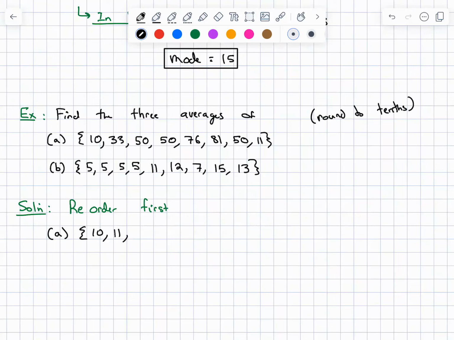So 10, 11. Let's rearrange it. So 10, 11, 33, 50, 50, 50, 76, and 81. So once again, the numbers when they're rearranged are 10, 11, 33, 50, 50, 50, 76, and then 81.